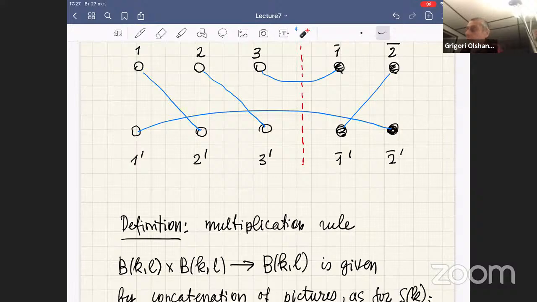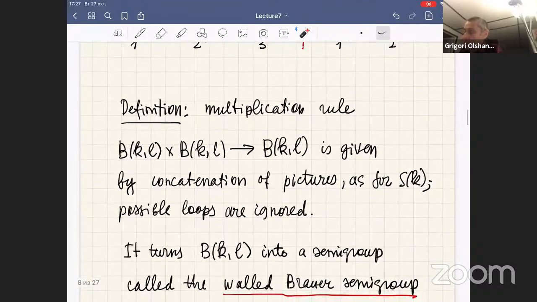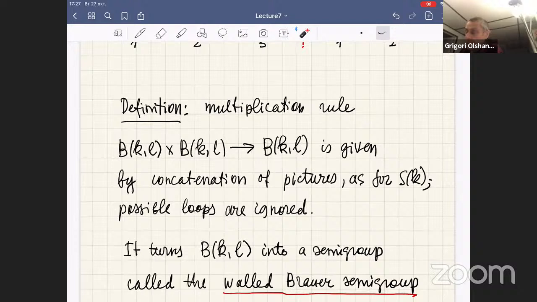If you ignore these loops, just throw them away temporarily, then we get exactly a picture of the same type. This is not difficult to see, just think a little bit. And in this way, we get a multiplication just in the same way as for the symmetric group. But the only difference is that because of the possible horizontal edges, we don't get a group. There is no possible inversion, but we get a semigroup.